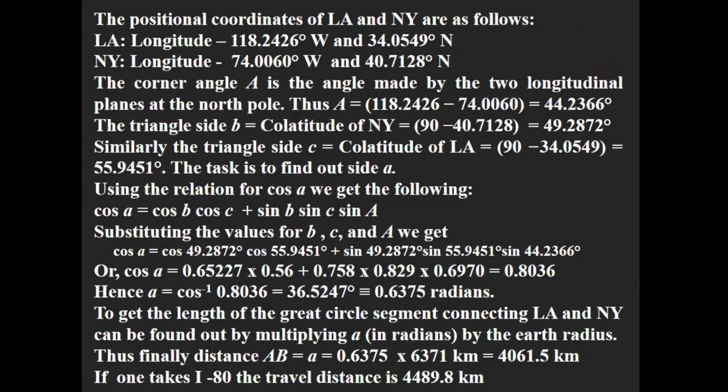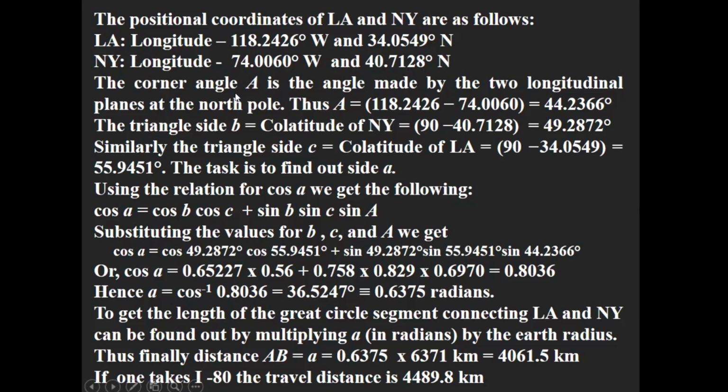So the latitude and longitude of Los Angeles: the longitude is 118.2426 degrees west, because it is west of Greenwich, and 34.0549 north, because it is above the equator. Similarly, New York longitude is a little bit less because it is nearer to Greenwich, 74.006 degrees west, and the latitude is more, it is 40.712 north.